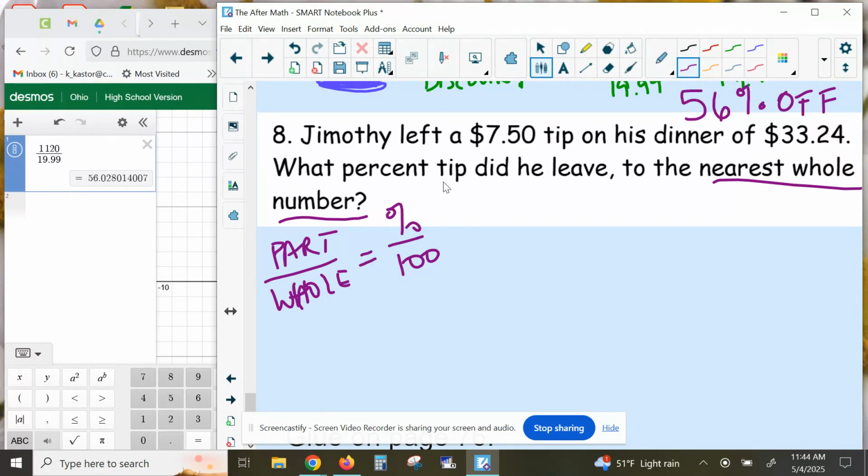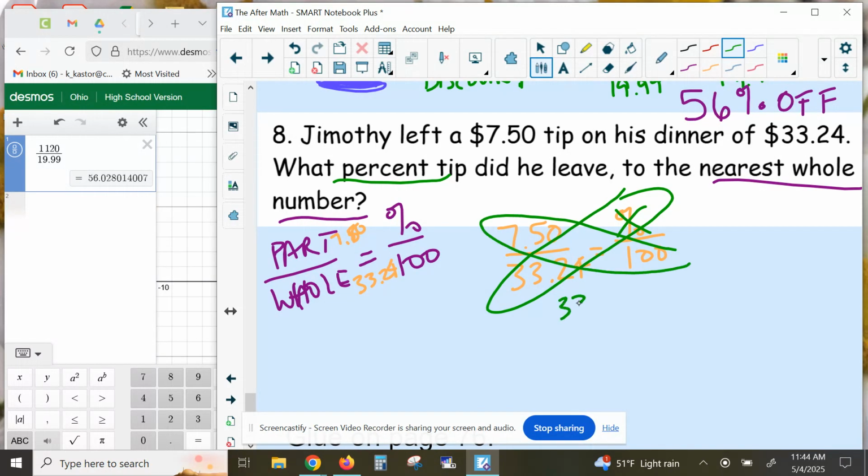So the part is 7.50. And the whole is the 33.24. Okay, so let me write this out here. We got 7.50 over 33.24 is equal to the percent over 100. So we're asking what percent. So this is my X. So cross multiply.